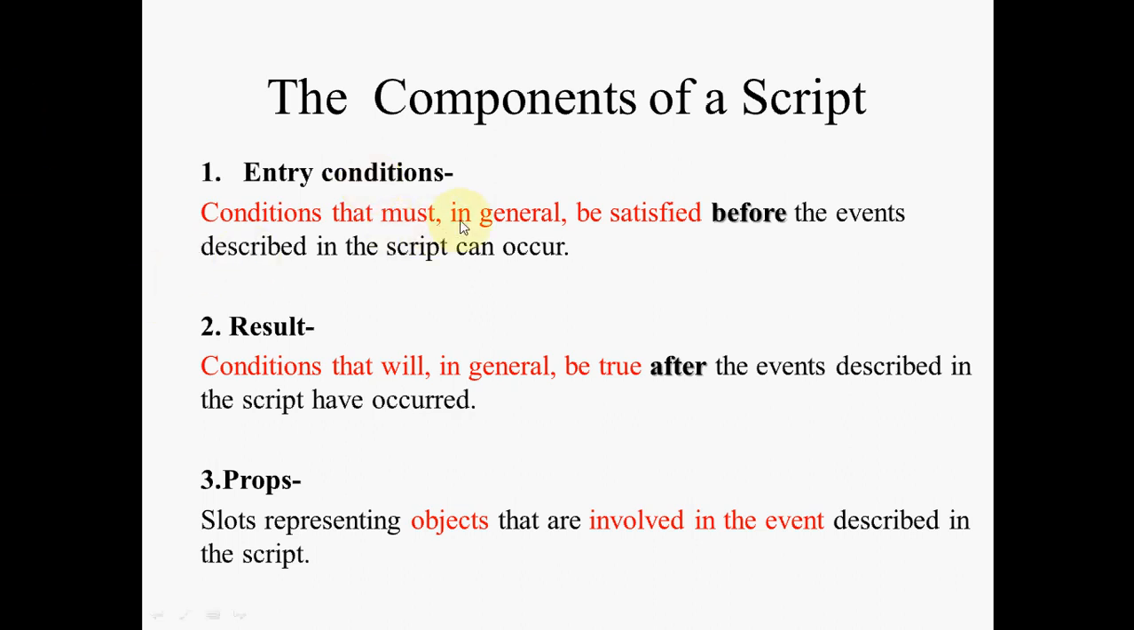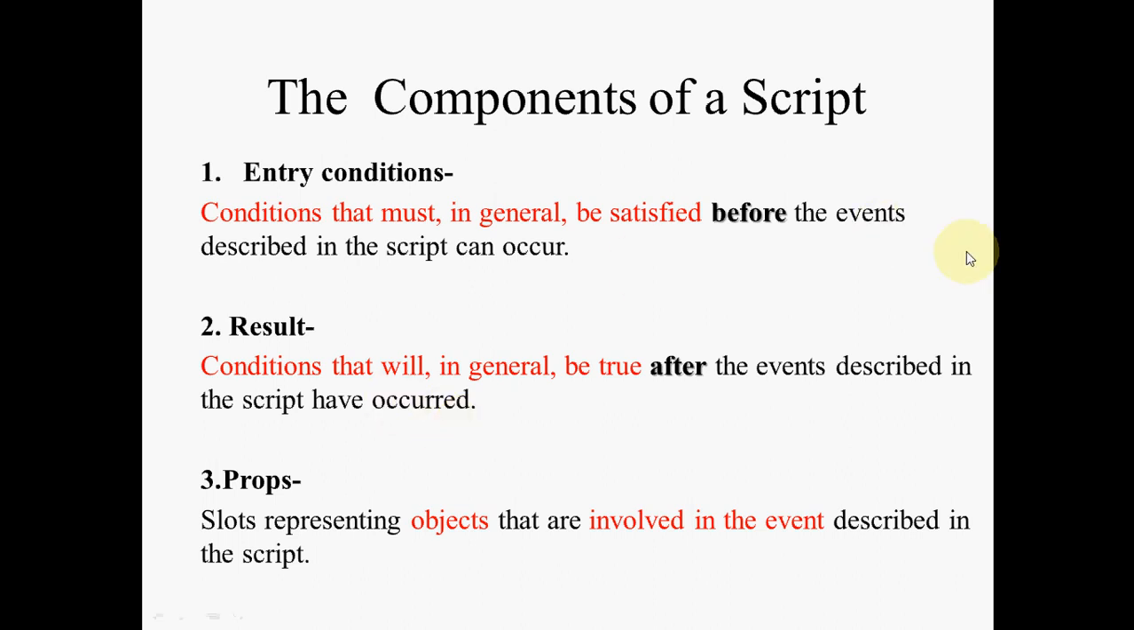The second component is results: conditions that will in general be true after the events described in the script have occurred. After the script has already run, results are the conditions that will finally be true. For example, if the script is going to the restaurant for eating, then the result will be that the customer is no longer hungry, the customer is satisfied, the customer has less money with him, whereas earlier he had more money, and so on. These are all the result conditions.